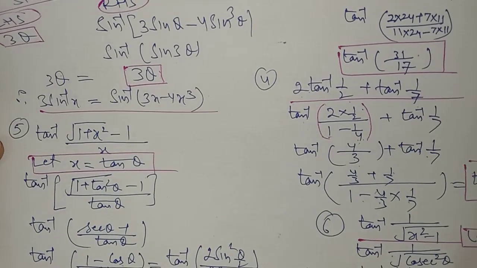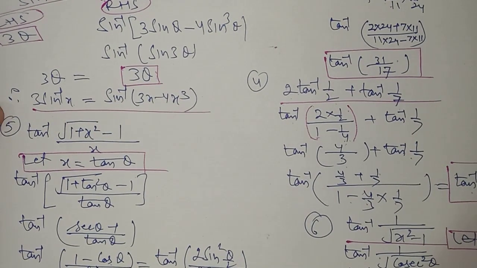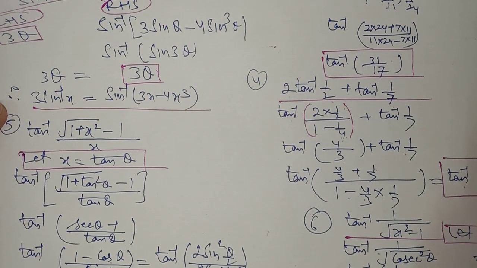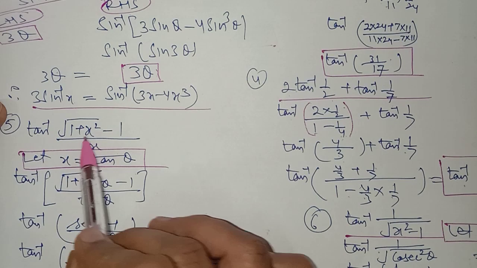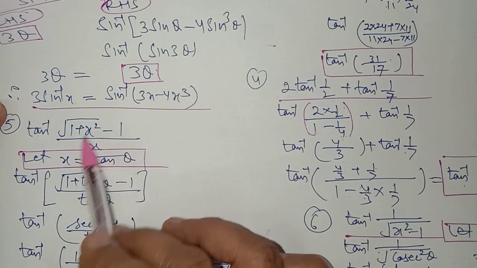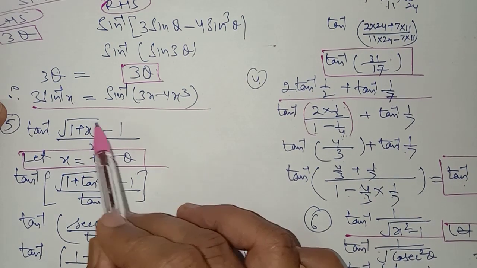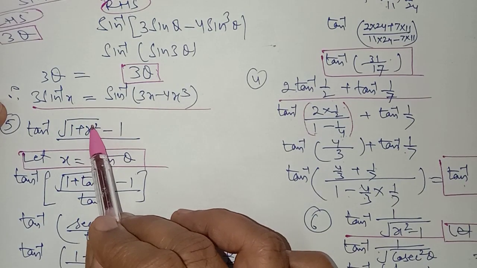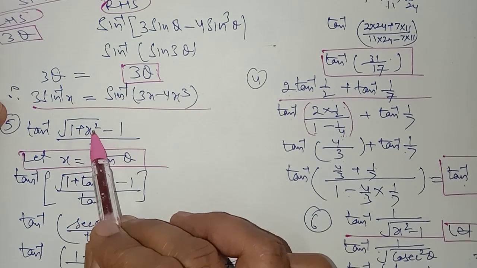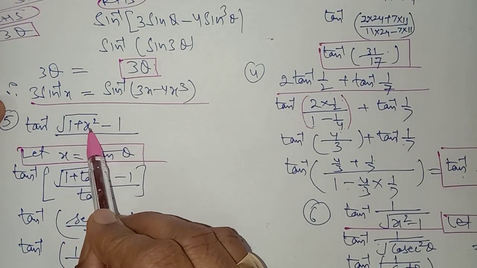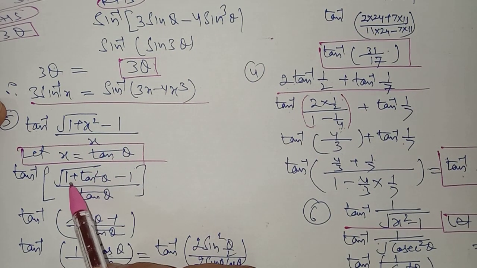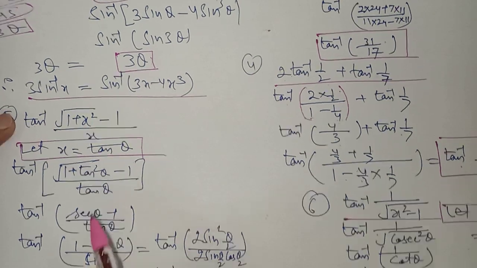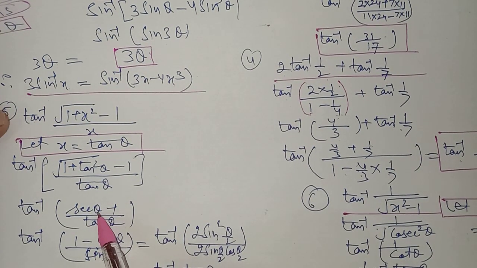Now question number 5 onwards are important because you have to simplify the given trigonometric expressions. Now you have to simplify tan inverse of under root 1 plus x square minus 1 upon x. Now if we let x is equal to tan theta, this square root would be simplified. So put x equal to tan theta, it will be 1 plus tan square theta under root, minus 1 upon tan theta. Convert into sine and cos. 1 plus tan square is sec square, square root is sec theta.